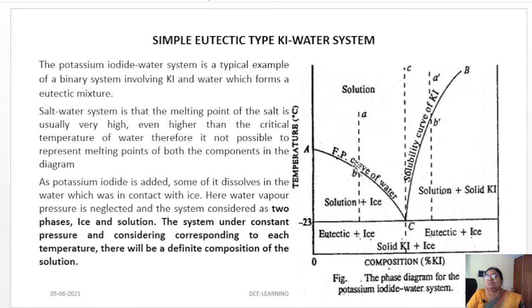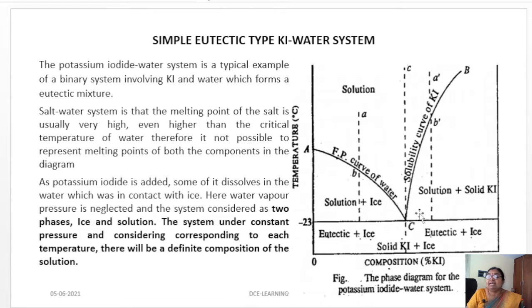So whenever you take any point and cool it at a particular temperature, at constant pressure, the ice will solidify. This is what we call the freezing point curve of water, the AC curve. As you reach minus 23 degrees centigrade, both the solid KI and ice will separate out.